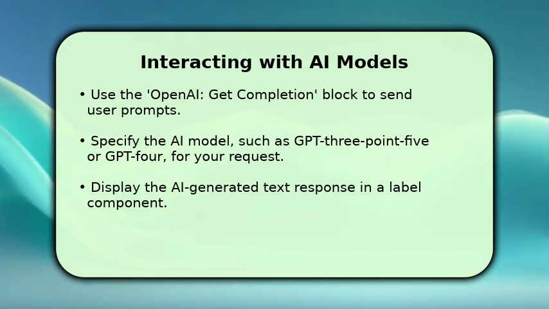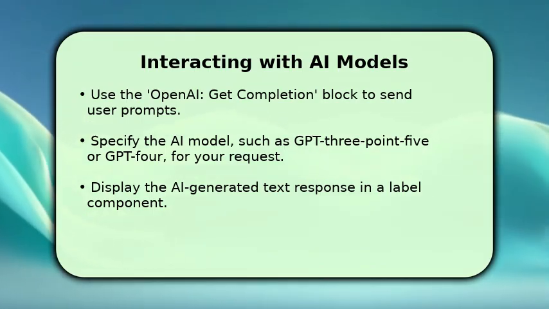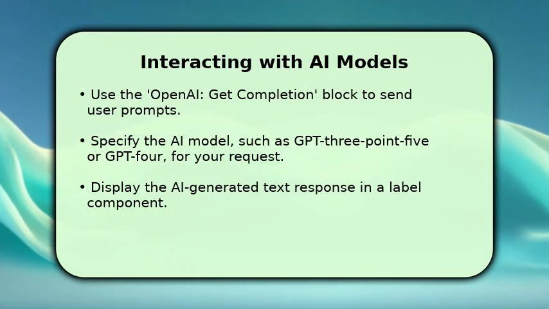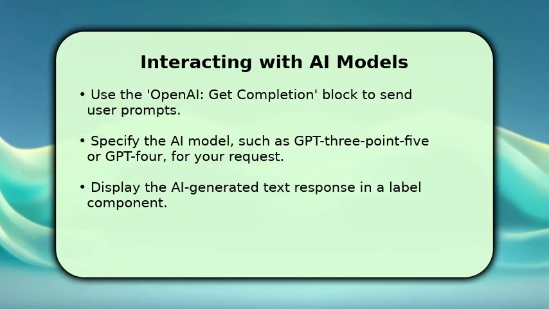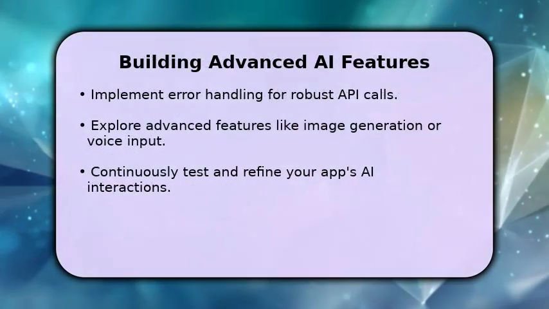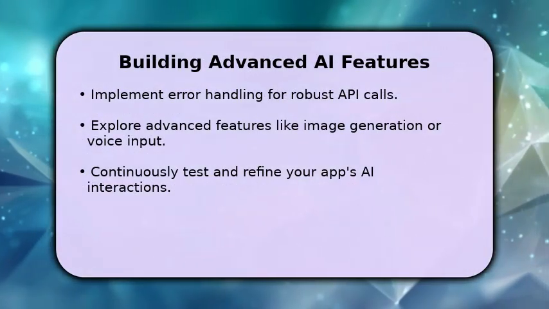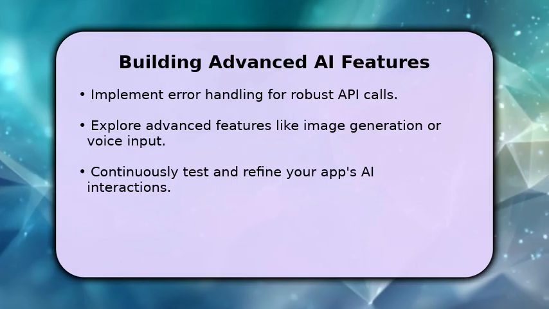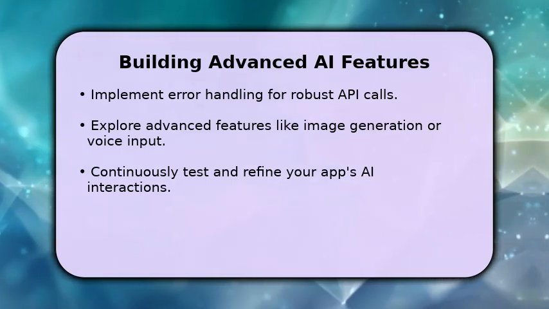After the AI processes the request, its response will be available. Use a set label text to block to show this AI-generated text to your user. To make your app more robust, incorporate error handling using if-do-else blocks to manage unsuccessful API calls.